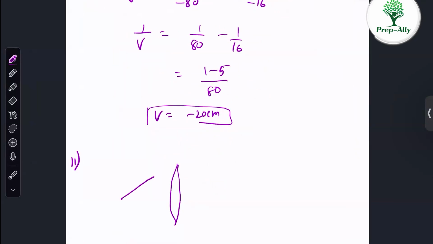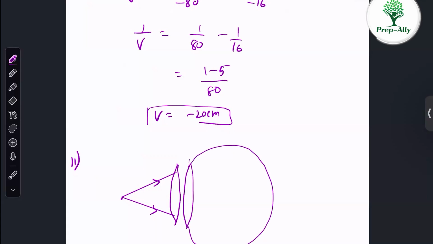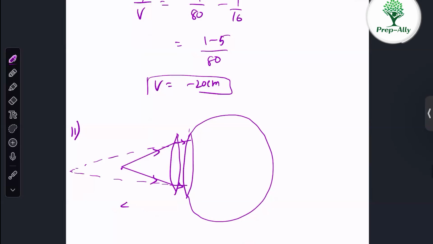So for a normal person, if the ray is coming from 25 centimeters, after crossing through the corrective lens, it should make it look like it's coming from the minimum distance the eye can see. The minimum distance the eye can see is 2.5 meters. So this is the near point of the person.